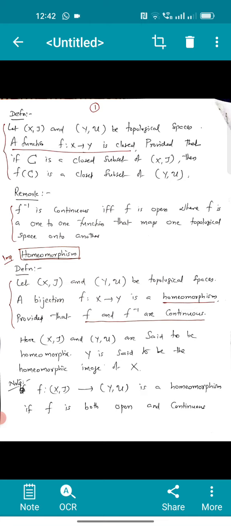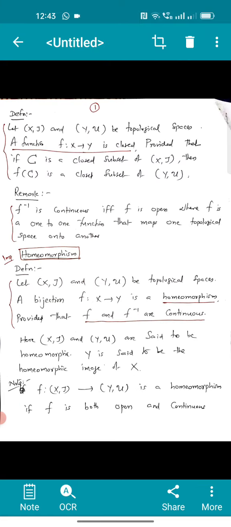A remark is given: f inverse is continuous if and only if f is open, where f is a one-to-one function that maps one topological space onto another. And the homeomorphism definition is given. Let X and Y be topological spaces. A bijection f from X to Y is a homeomorphism provided that f and f inverse are continuous. Both f and f inverse being continuous means we are getting a homeomorphism. That is, we say X and Y are homeomorphic to each other, or Y is said to be the homeomorphic image of X.